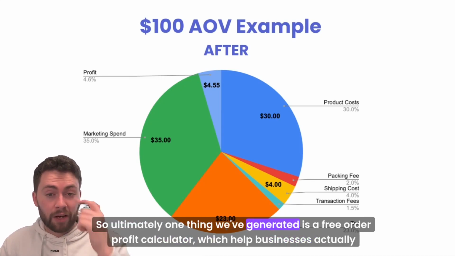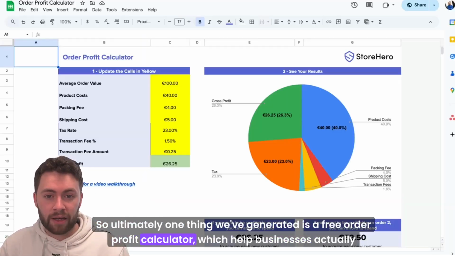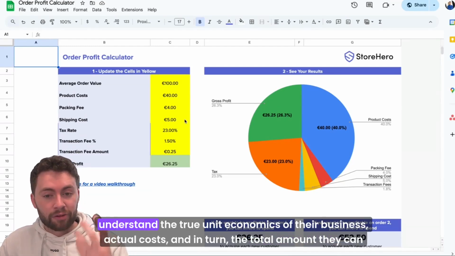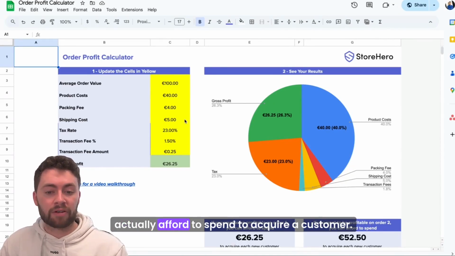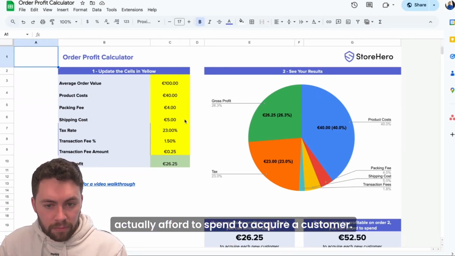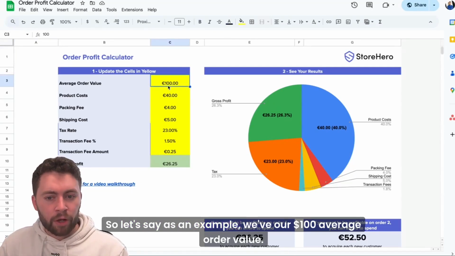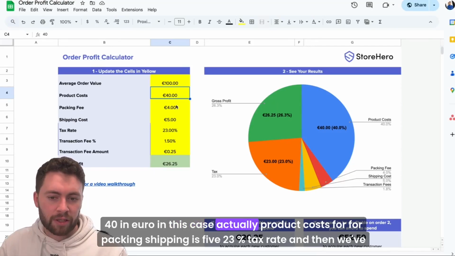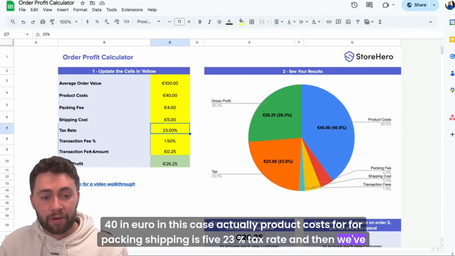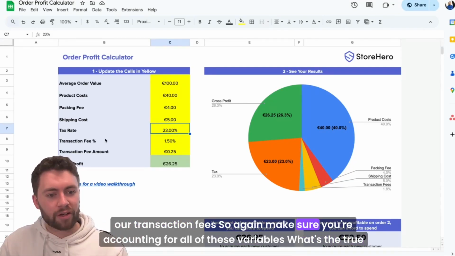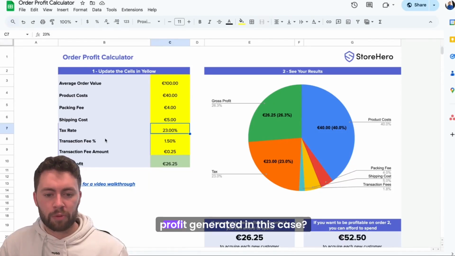So one thing we've generated is a free order profit calculator, which helps businesses understand the true unit economics of their business, their actual costs, and in turn, the total amount they can afford to spend to acquire a customer. So let's say, as an example, we have our $100 average order value, 40 in euro in this case for product costs, 4 for packing, shipping is 5, a 23% tax rate, and then we have our transaction fees.